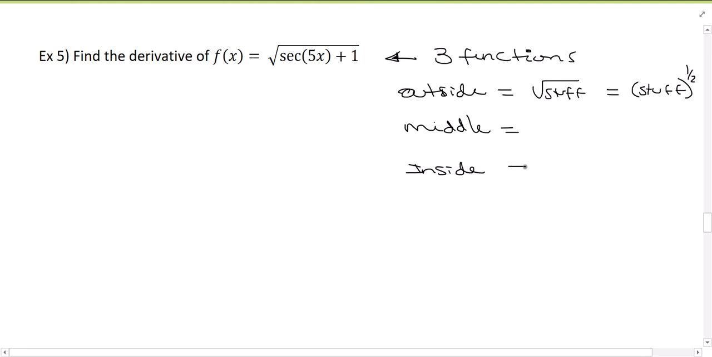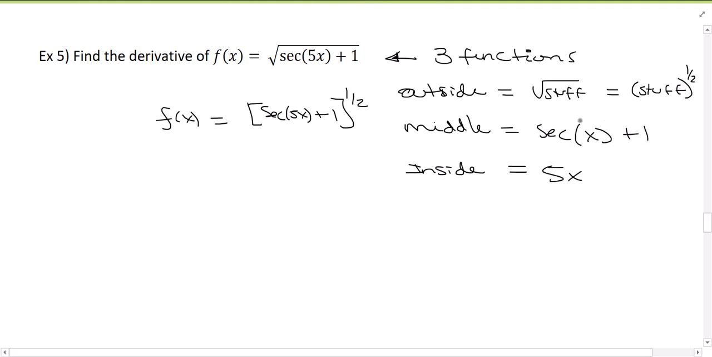The most inside function. So let's rewrite this as f of x equals something to the 1/2. So that something is the secant of 5x plus 1. So it looks like my most inside function is that 5x. So the middle must be secant of the x plus 1. So this is how our composition is looking. The radical is on the outside, then the secant of more stuff plus 1, and then the inside function. And that's the order in which we're going to take the derivative.